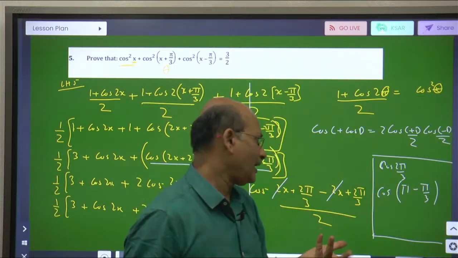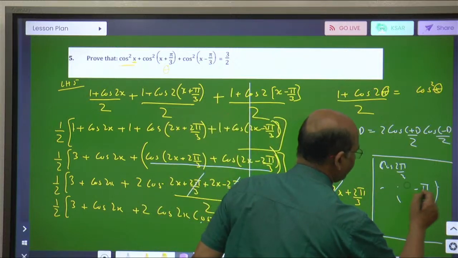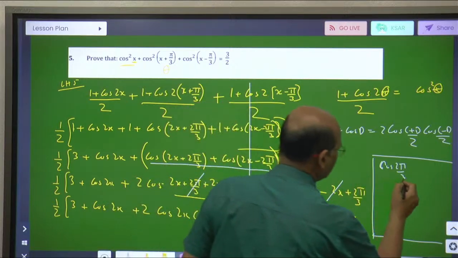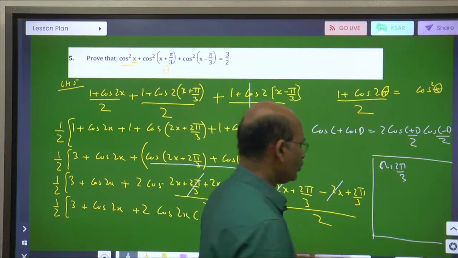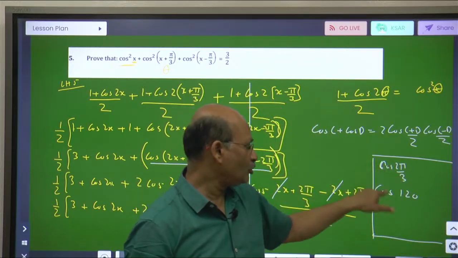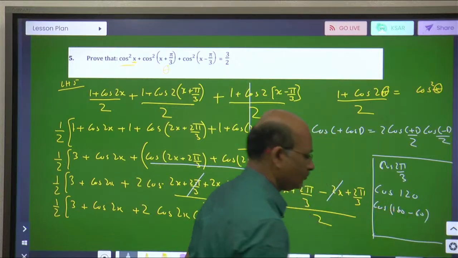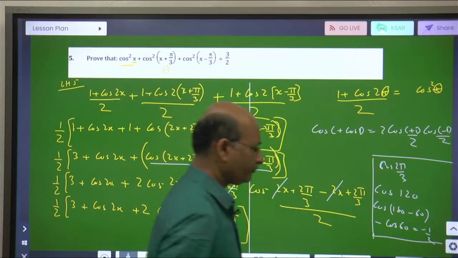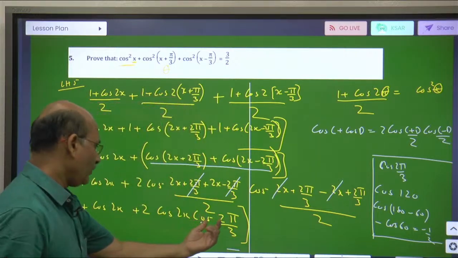You might say, how did you get it? Otherwise, what is best, I will tell you. Suppose it doesn't strike you, but I know this is an angle. What is the angle here? Just see. So it is cos 120, because 180 upon 3 is 60, and 60 into 2 is 120. So this I can write as cos of 180 minus 60. So this is minus cos 60, that is minus half. Are you understanding or not? Right? Great. So cos 2 pi by 3 is minus half.